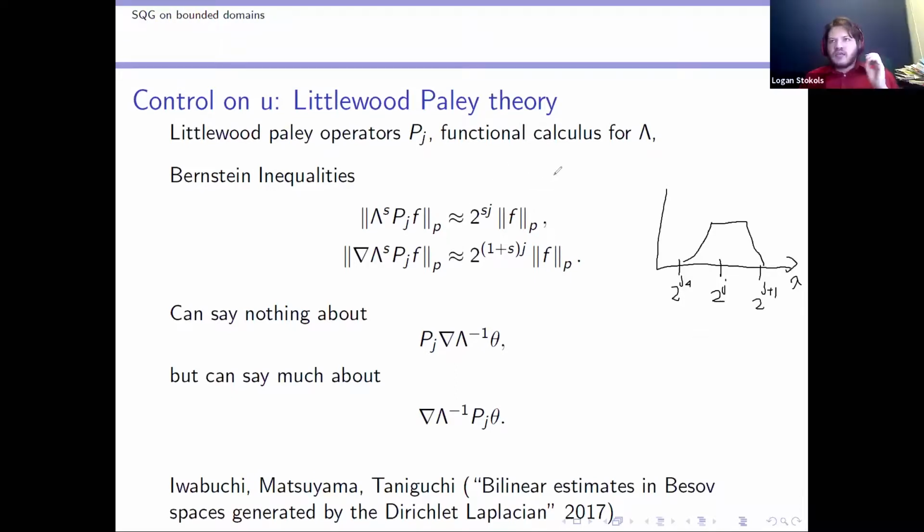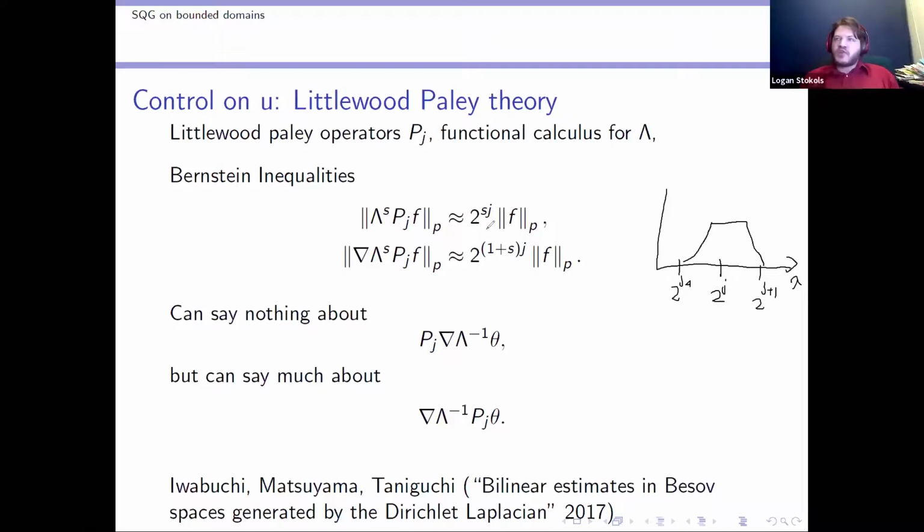Now, in the full space R2, you have these things called the Bernstein inequalities. The Bernstein inequalities are very nice. They tell you basically, if you take a projection onto the J frequencies and you take a derivative, that basically multiplies by the quantity you'd expect it to. So this says differentiation is a multiplication operator by frequency.